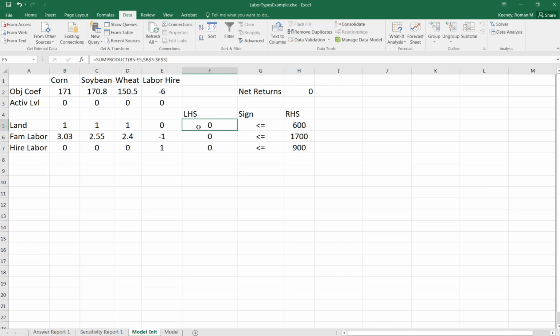And so this left-hand side is the activity levels, right? B3 to E3 multiplied by these coefficients. So that looks good. And up here is the objective, so the per unit returns of the objective coefficients times the activity levels. So we have this basic model set up, and there's nothing to do but to solve it.